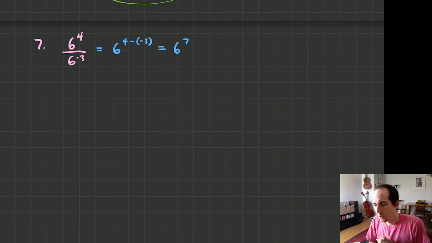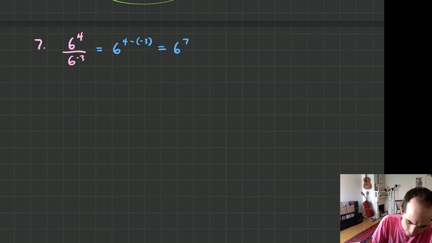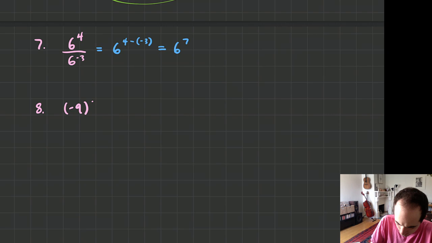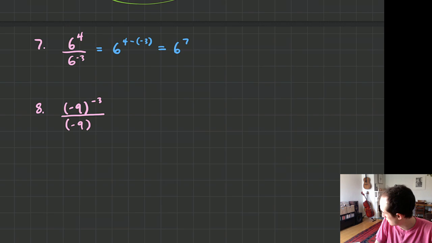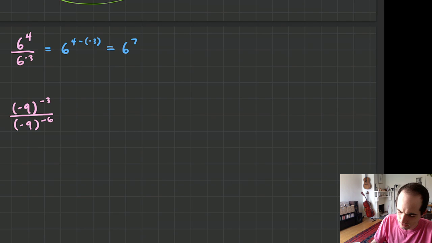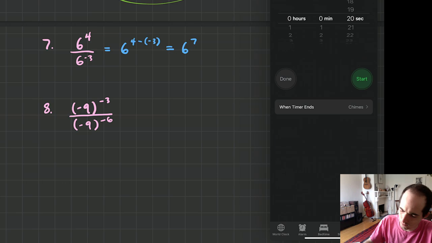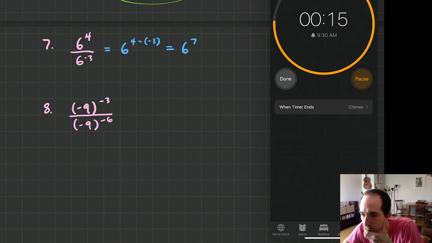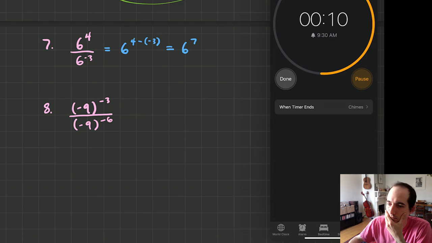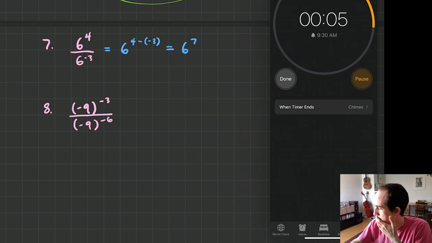Okie dokie, another tricky one. Let's try number 8 actually. Number 8 is going to be negative 9 to the power of negative 3 over negative 9 to the power of negative 6. Okay. Let's do 20 seconds. Starting now, go. Okie dokes, time's up.